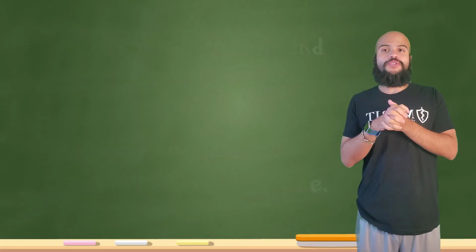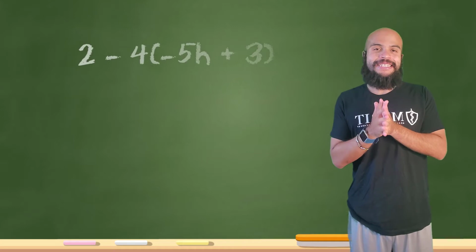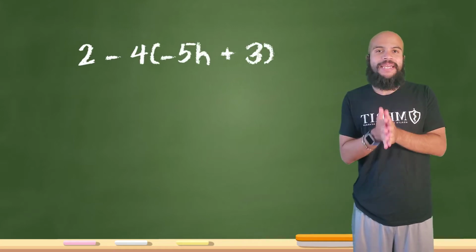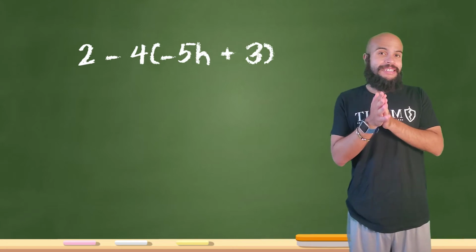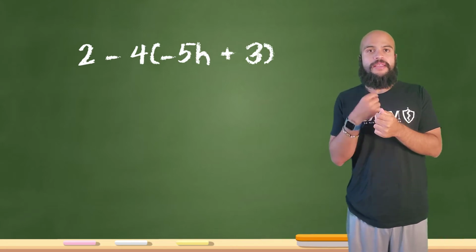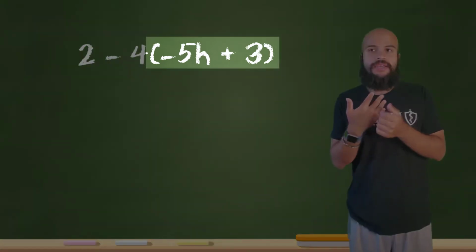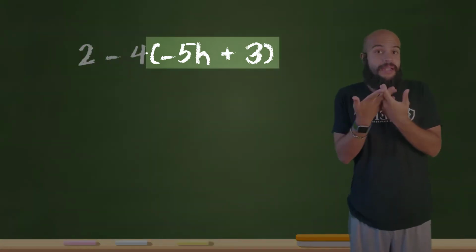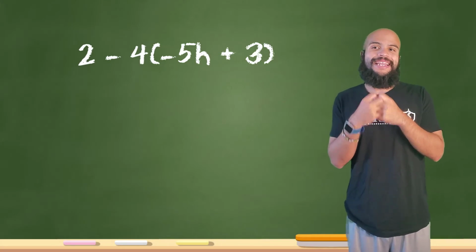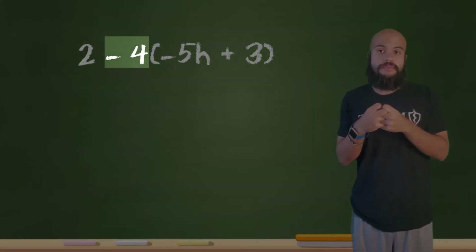Now we're going to move on to this next example to help hone our skills a little bit more. I immediately notice parentheses, so I'm already anticipating the fact I'm going to use the distributive property. The negative 5h and 3 cannot be combined because they're not like terms, so the only way to get rid of these parentheses is by distributing the negative 4 to both of these terms.